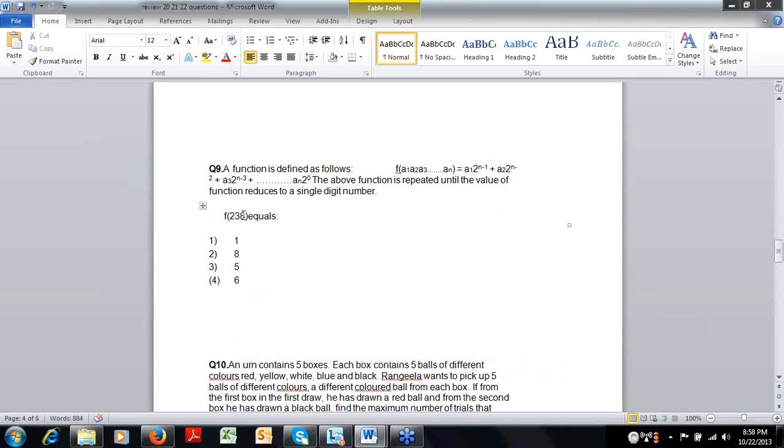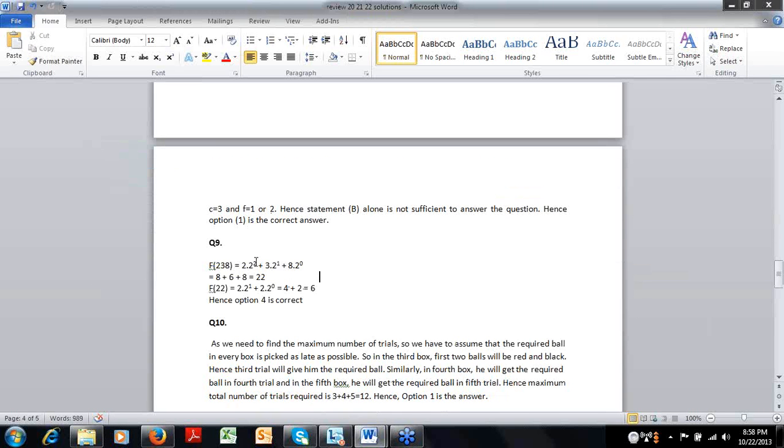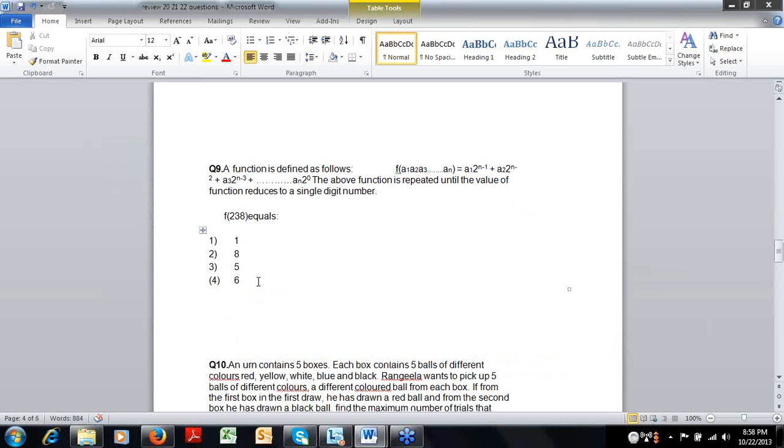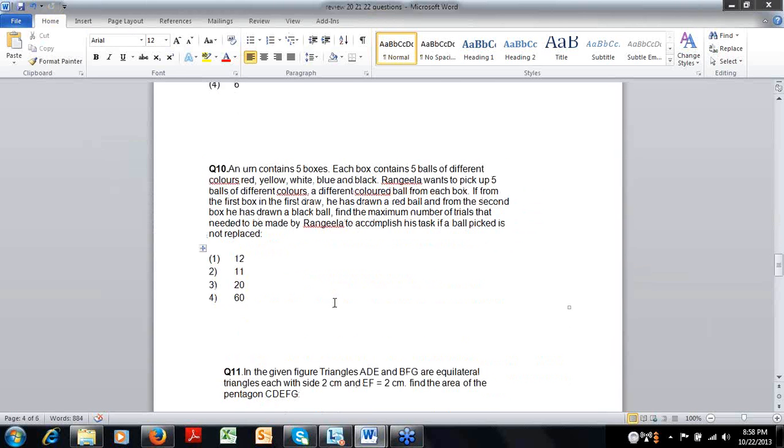So for f(2, 3, 8), we can calculate 2 into 2 to the power 2 plus 3 into 2 to the power 1 plus 8 into 2 to the power 0. So it will be 22. What is the value of f(22)? f(22) is 2 into 2 to the power 1 plus 2 into 2 to the power 0. It will be 4 plus 2. It will be 6. So what is the value? 6. We have option number 4. We'll go ahead and mark option number 4.